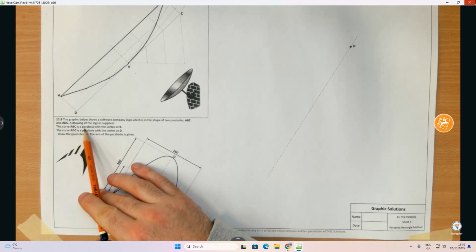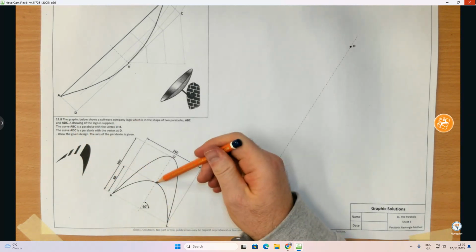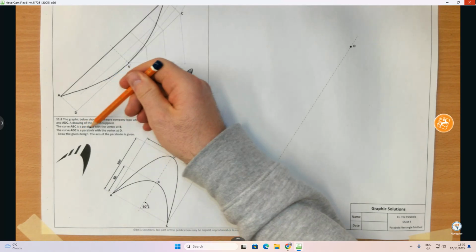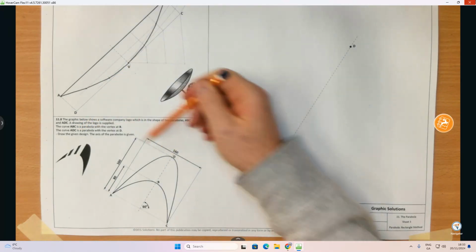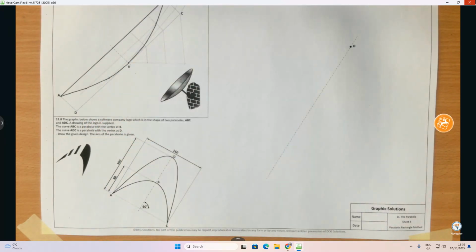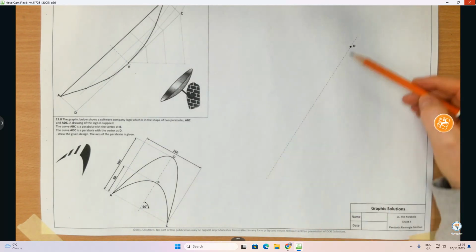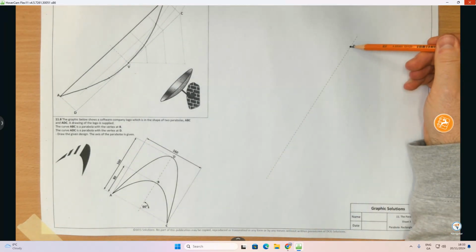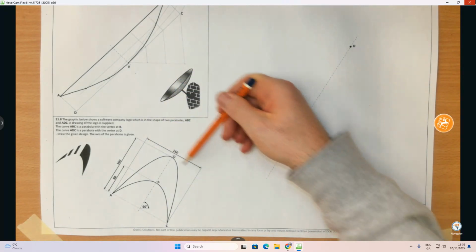The curve ABC is a parabola with a vertex at B, and the curve ADC is a parabola with the vertex at D. Draw the given design. The axis of the parabola is given. So you can see we're given the axis and we're given the position of D to start off with. Now you'll see here we have to draw it inside of a rectangle.